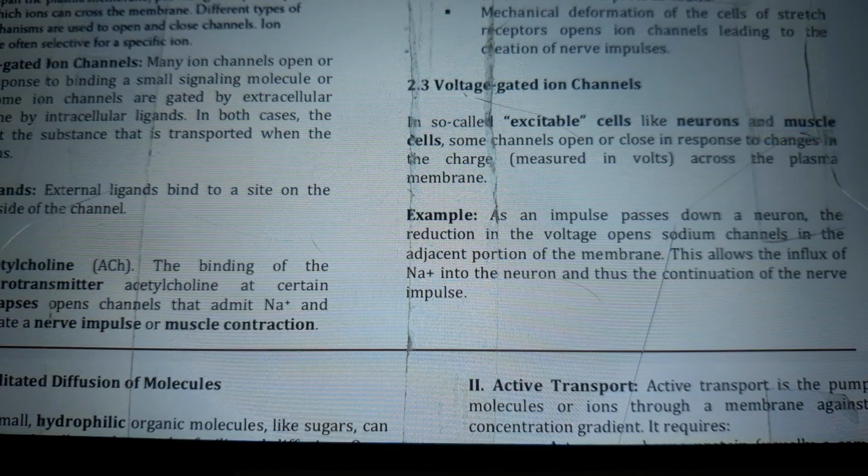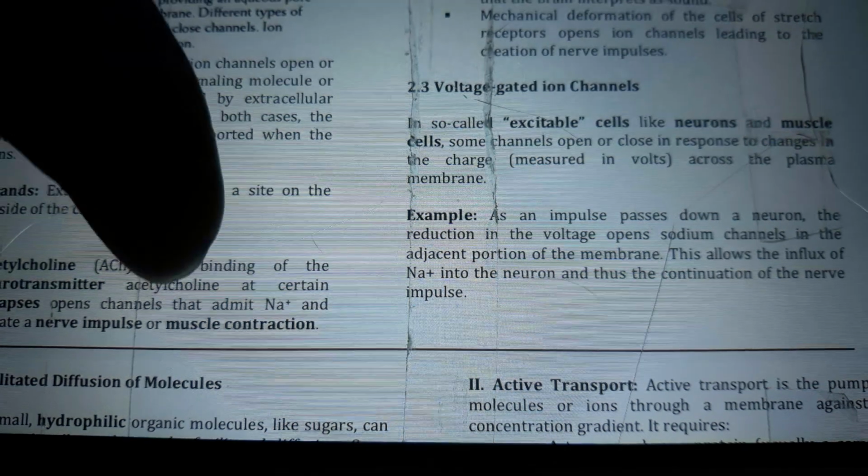Ligand-gated ion channels. Many ion channels open or close in response to binding a small signaling molecule, or ligand. Some ion channels are gated by extracellular ligands, some by intracellular ligands. In both cases, the ligand is not the substance that is transported when the channel opens.